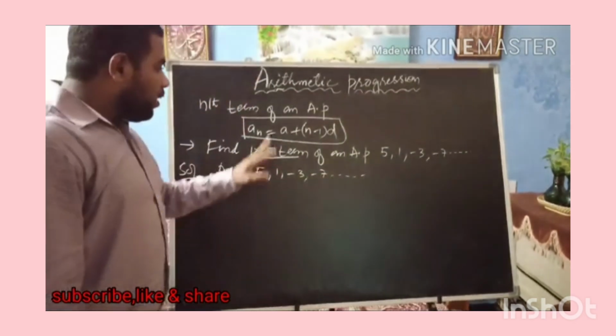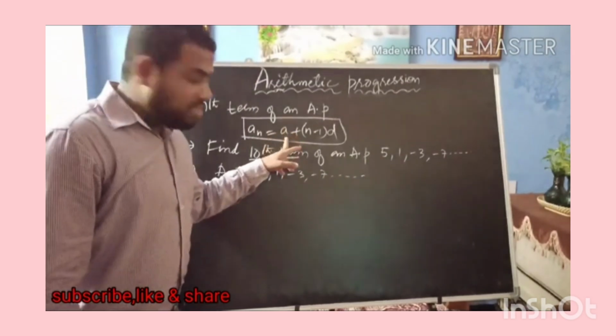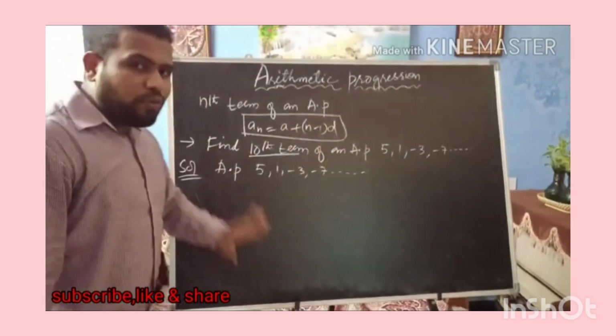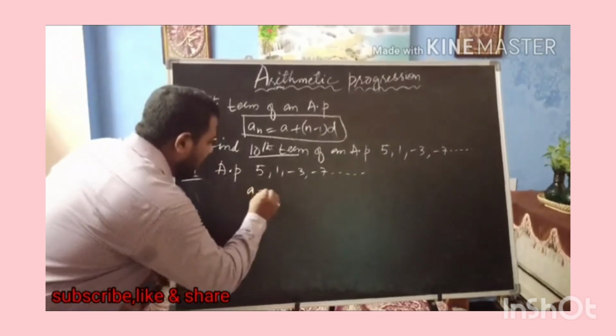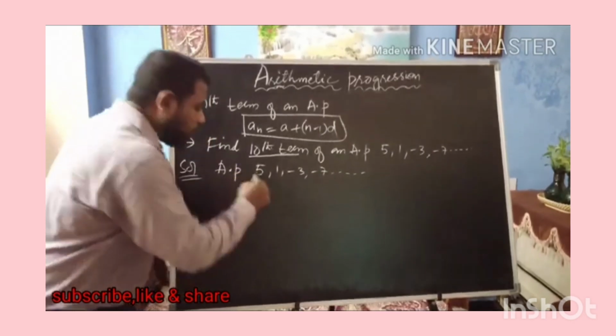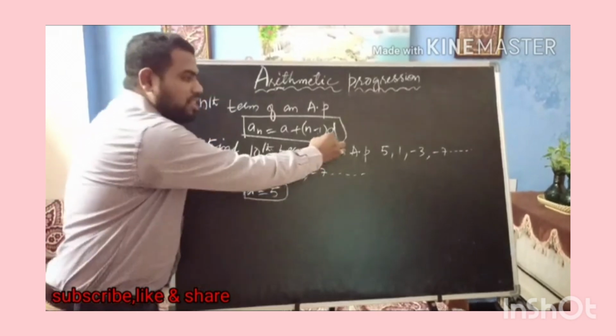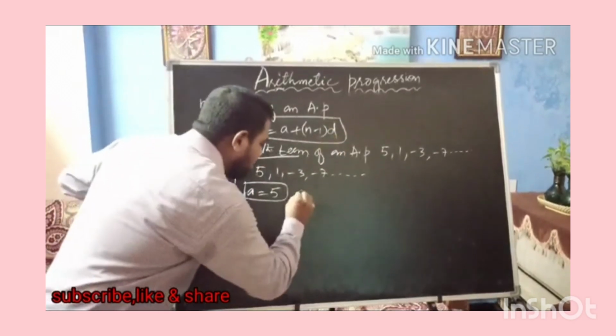Here in the formula we need A, that is the first term, and the common difference. These two are really very important to know, and we know how to find them. A is the first term. What is the first term given to us? 5. That is right, 5 is the first term. Now our task is to find D, the common difference.